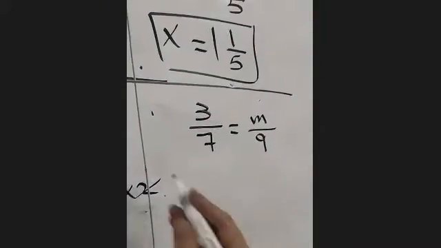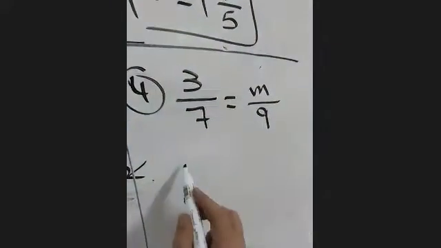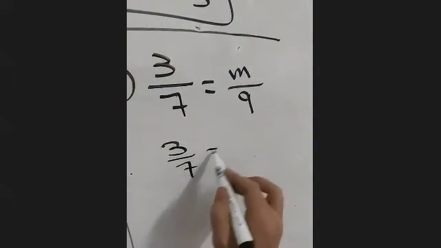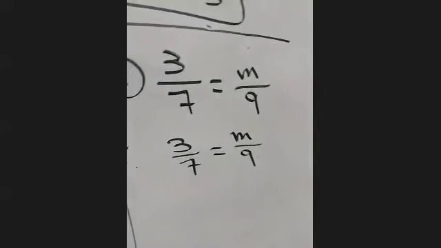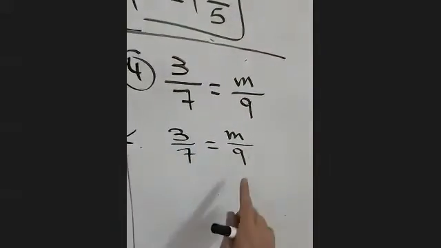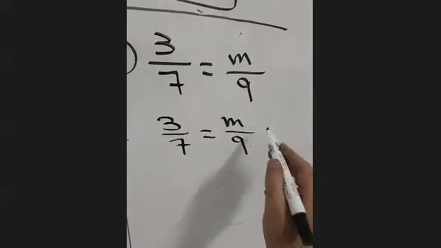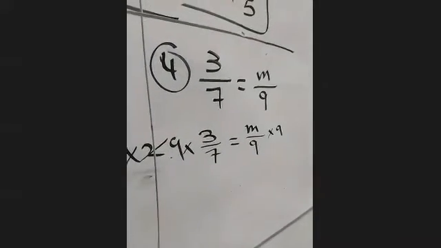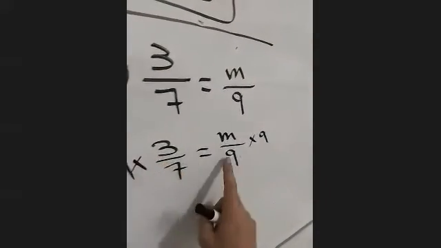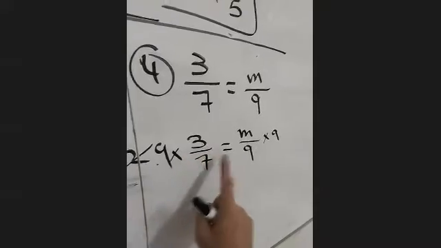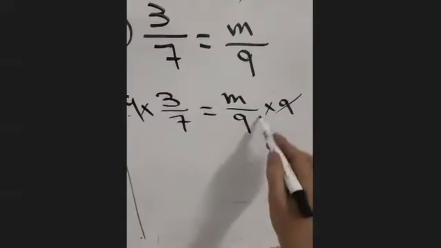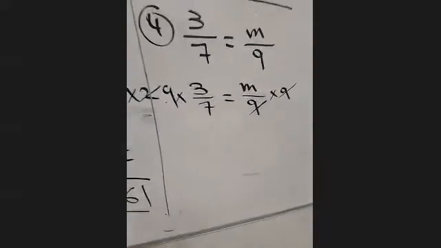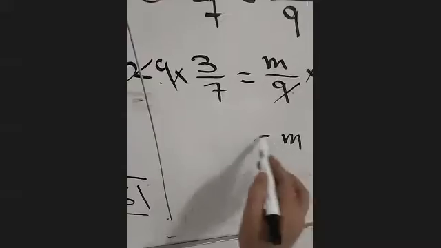So let's rewrite the equation. 3 over 7 equals m over 9. I'll multiply both sides by the divisor of m, which is 9. So here multiply by 9, and here also multiply by 9. The multiplication is always beside the fraction, in the middle. Now the 9s are gone, and here m comes down.